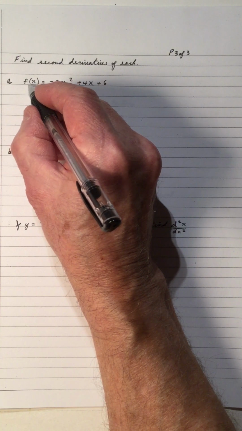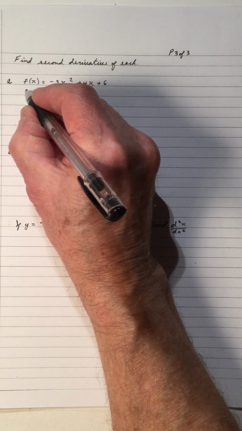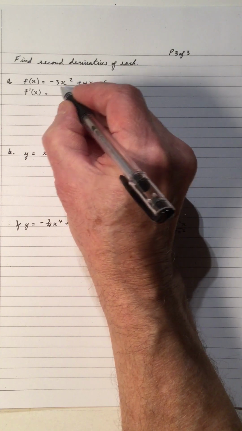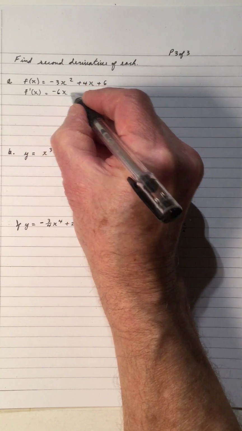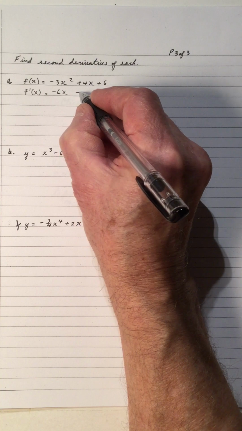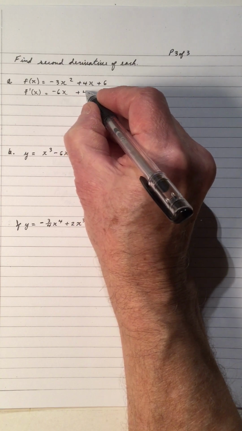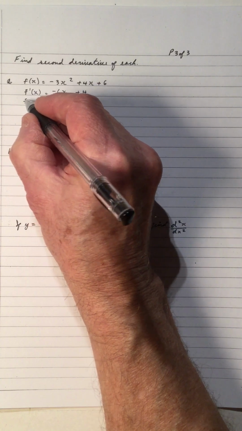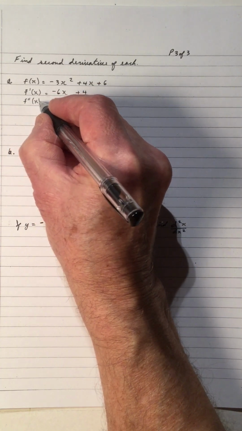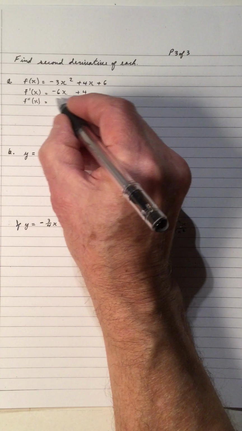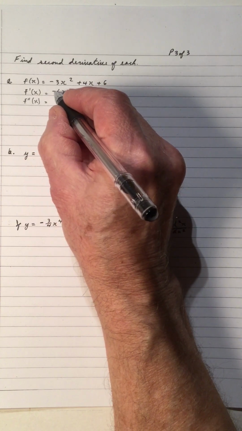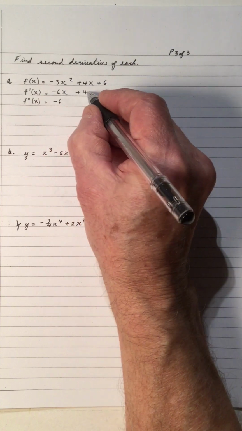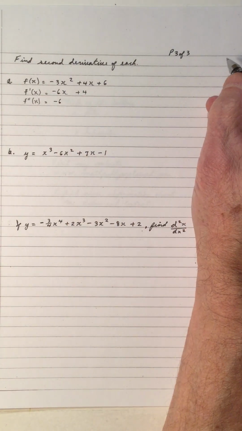Well, I've got f of x, so the first derivative is f prime. So negative 3 times 2 is negative 6x. And the derivative of a linear is just the slope, 4. Derivative of a constant is 0. So now we've got the first derivative done. Now we'll do the derivative of that derivative, which is the second derivative. So the derivative of negative 6x is negative 6, because that's a linear. Derivative of constants is 0.